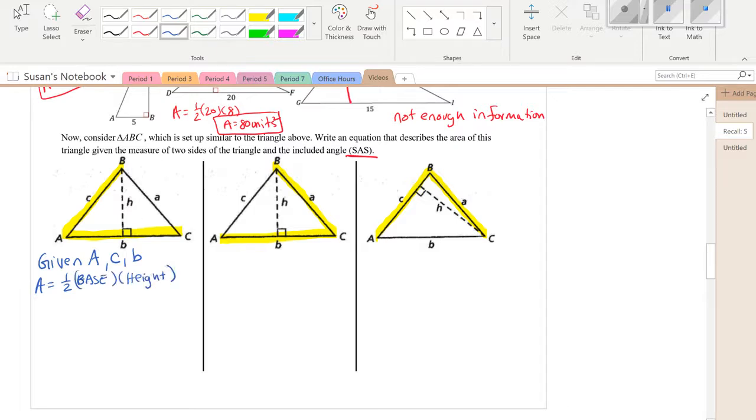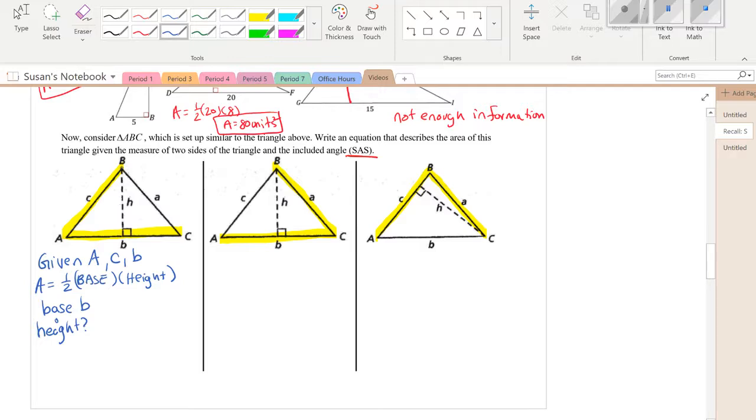So in this case, what is our base and what is our height? The base for this one would be B, because notice this is where it's going down. So we're saying the base is B, and we don't know what the height is. So we have to solve. But do we have enough information to find the height?